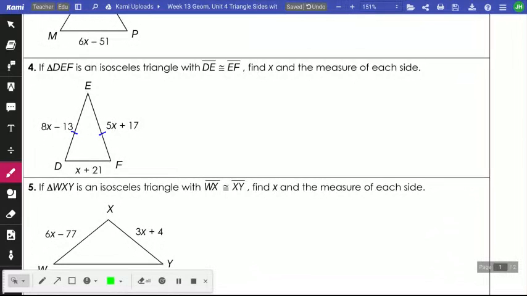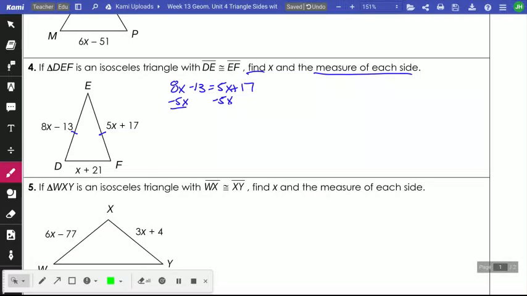So I'm not going to use that x plus 21. I'm going to use these two sides. But then I'll read my directions, and I'll be finding multiple things. But in order to find x, an isosceles triangle has two equal sides. These two equal sides are the 8x minus 13 and the 5x plus 17. So like the previous problem, I'm going to get x by itself.